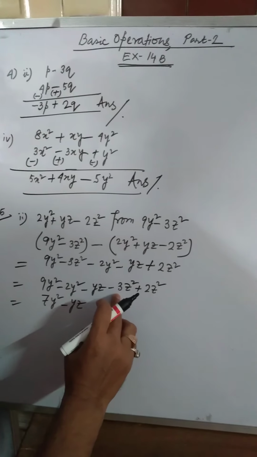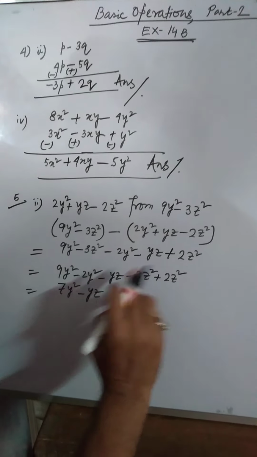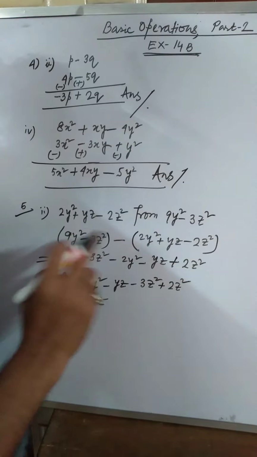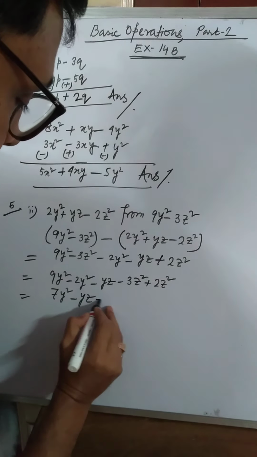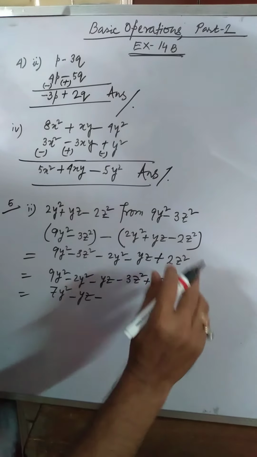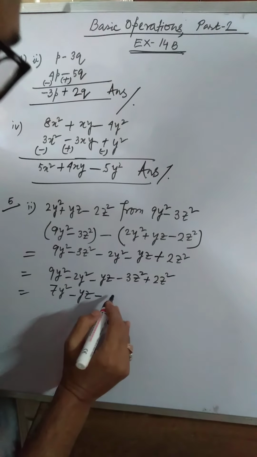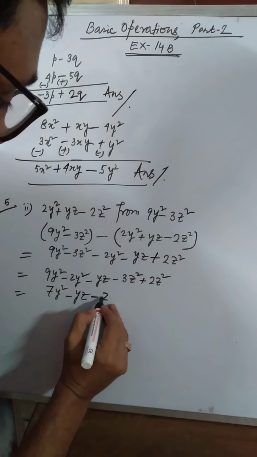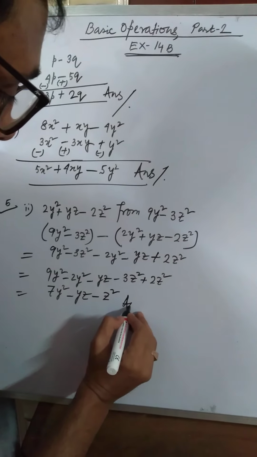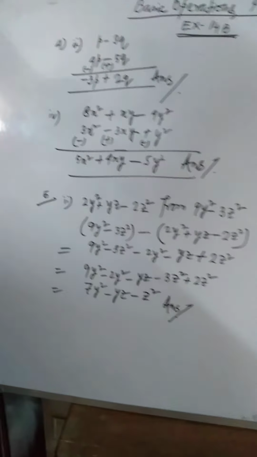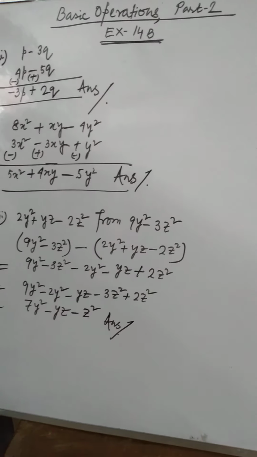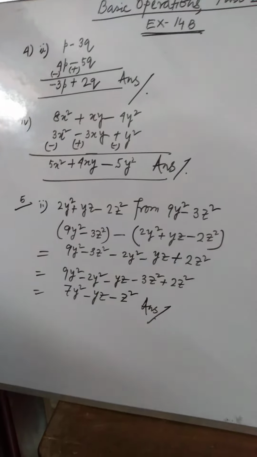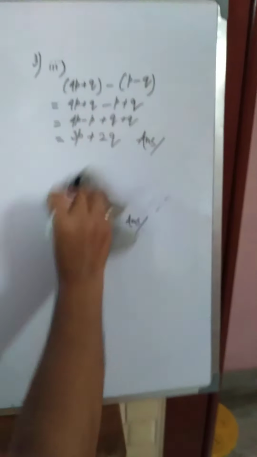Now minus 3 plus 2. So 3 minus 2, 1. 3 is the bigger number as compared to 2, and the sign of 3 is minus. So 3 minus 2, that is 1. That means 1z square, or simply minus z square. So 7y square minus yz minus z square. Okay.